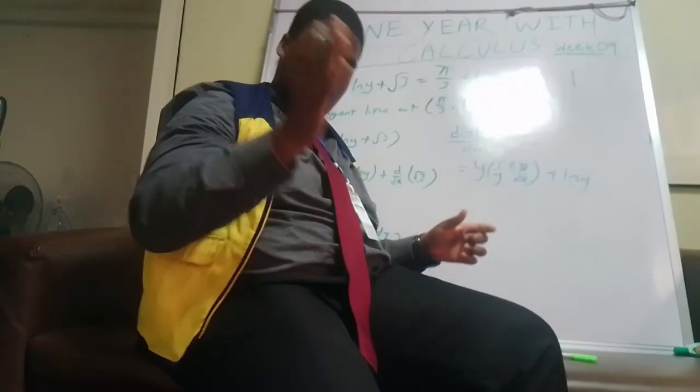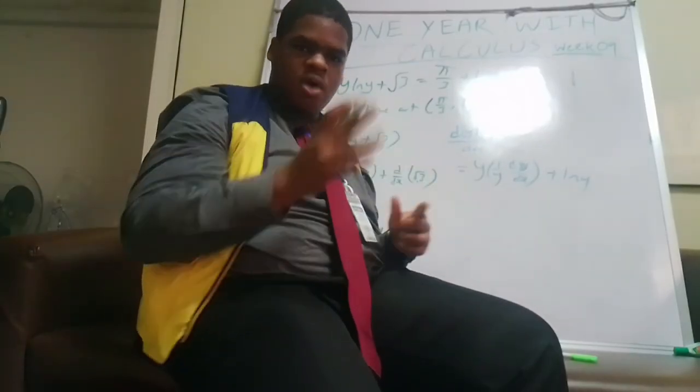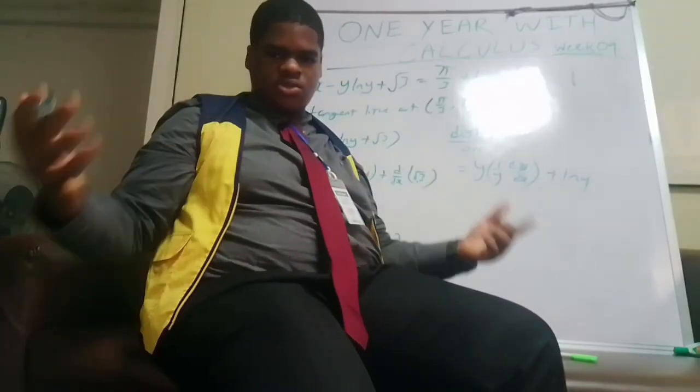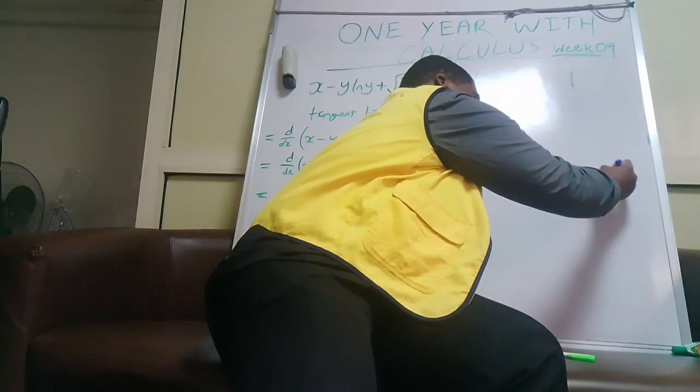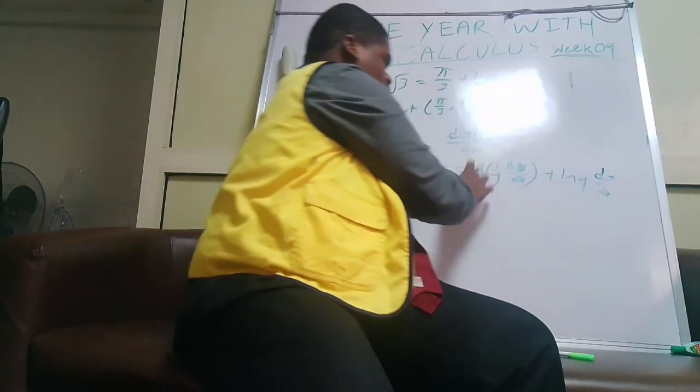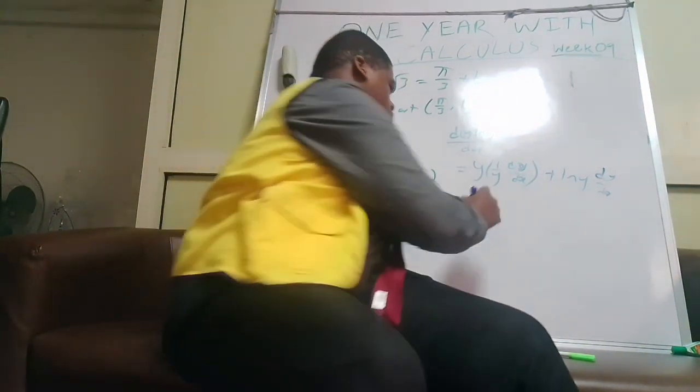That is, you attach the dy over dx. So the 1 times the dy over dx, but 1 times the dy over dx is just simply dy over dx. So you just add dy over dx here. The same thing happens. 1 times 1 over y is not equal to 1.